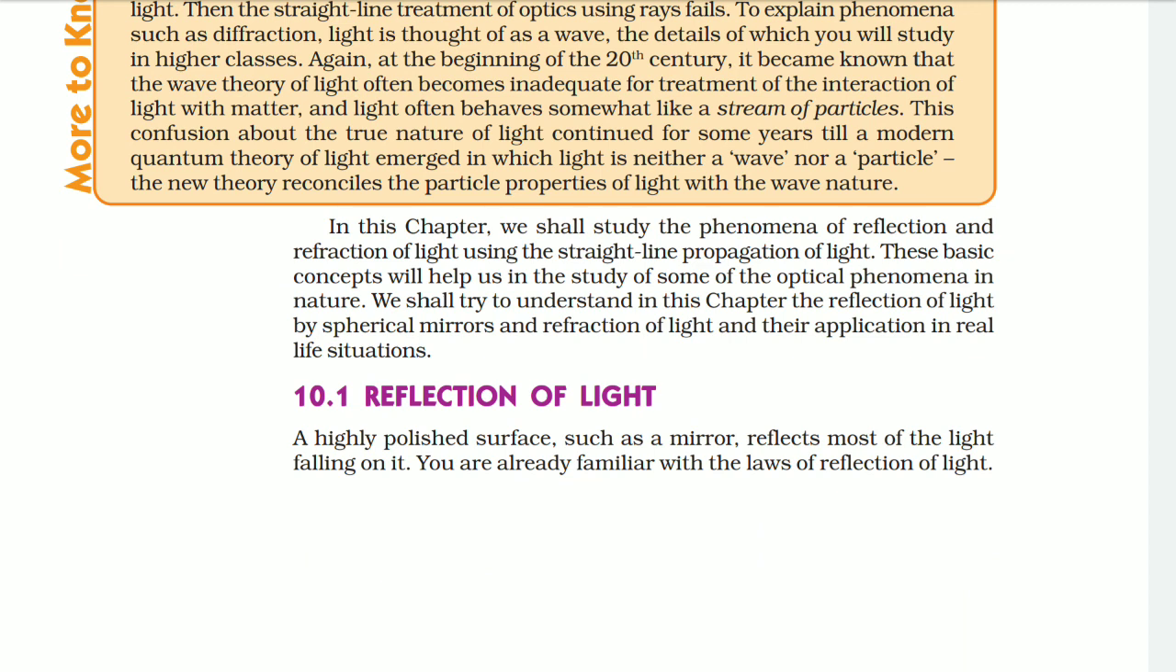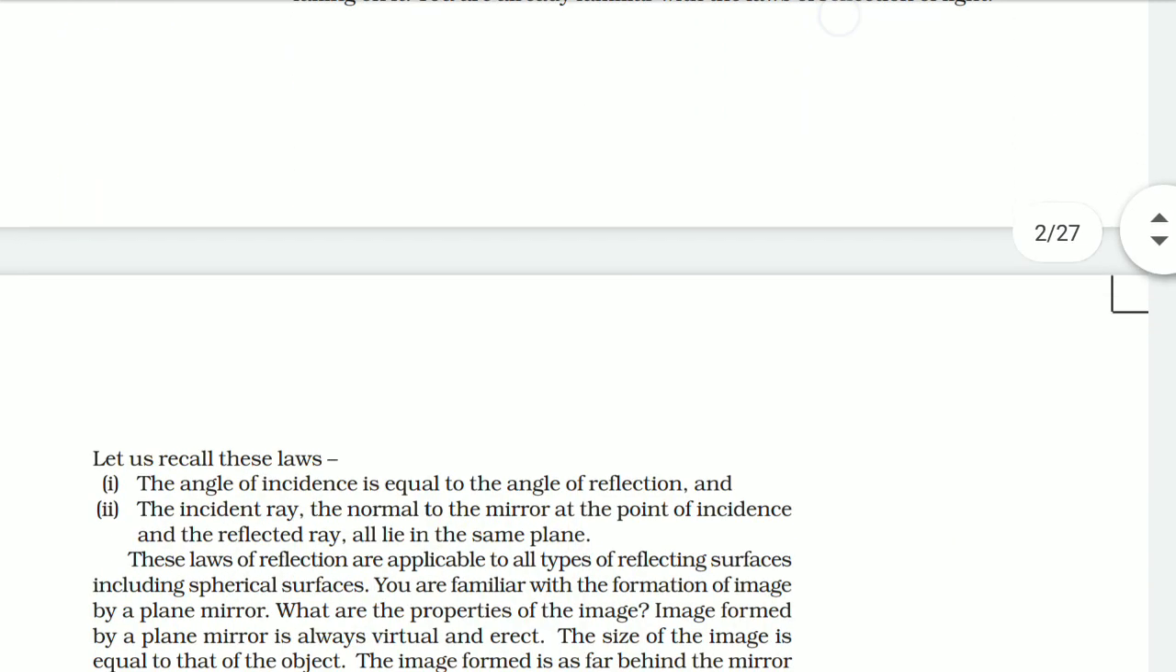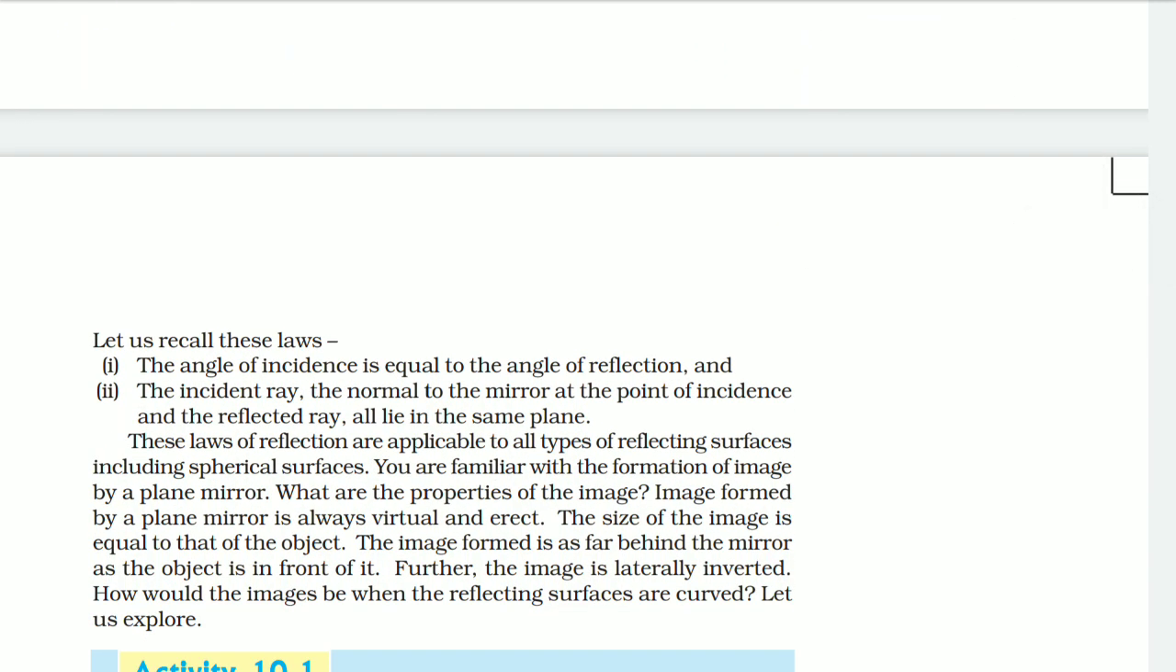Reflection. A highly polished surface, such as a mirror, reflects most of the light falling on it. You are already familiar with the laws of reflection of light. Let us recall these laws. The angle of incidence is equal to the angle of reflection, and the incident ray, the normal to the mirror at the point of incidence, and the reflected ray all lie in the same plane. So these are the two laws about the reflection of light. The angle of incidence is equal to the angle of reflection.